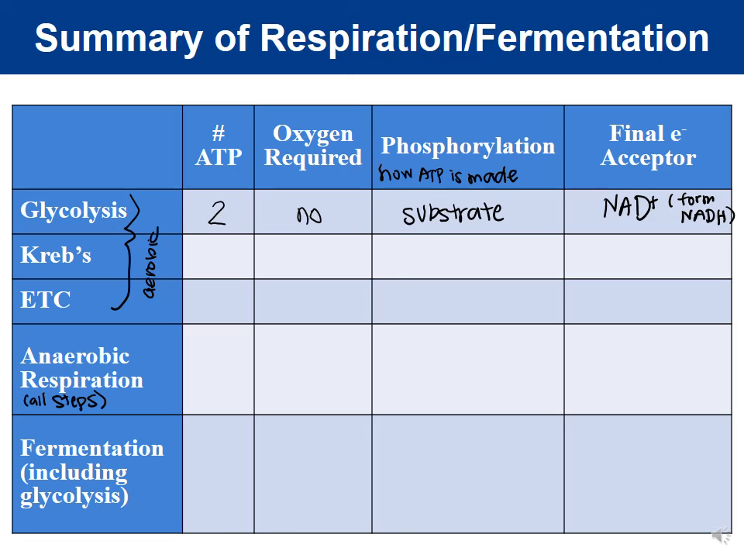The last row is going to be fermentation, right? And in this part, we're going to include glycolysis, right? Because glycolysis is where the ATP is going to come from. So make sure that when you're talking about fermentation that you're also including glycolysis as part of your answer when answering that row.